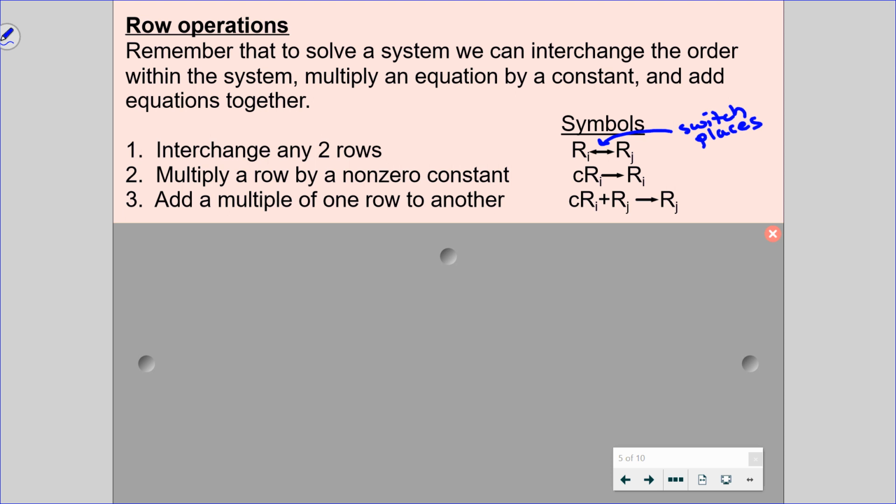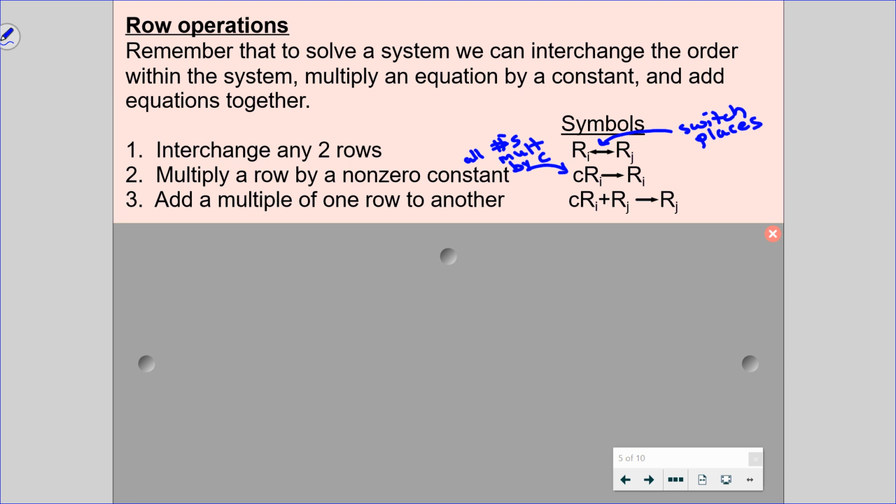Number 2 says that we can multiply a row by any non-zero constant. We can take any row and multiply it by a number, which means every single thing in that row would be multiplied by that number. All the numbers are multiplied by your c in that case. It's not just the first or the second entry, but all of the things in that particular row.